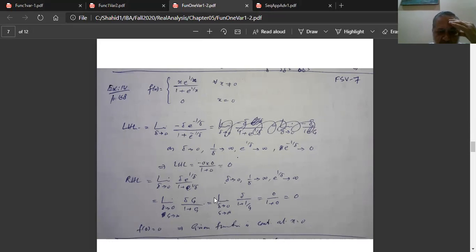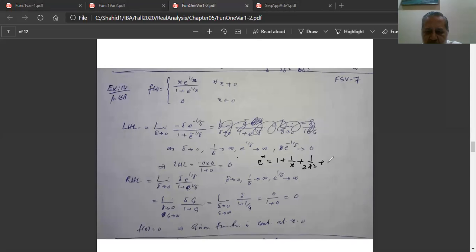So the same logic used in a slightly different way, because as delta approaches 0, 1 upon delta is infinity, so numerator में infinity आ रहा है. उस infinity से बचने के लिए आप इसका expansion इस्तेमाल करें. ये कौन सा एक्सपेंशन है? थोड़ी देर पहले मैंने आपको बताया था कि e power x is equal to 1 plus x plus x square upon 2 factorial plus so on.